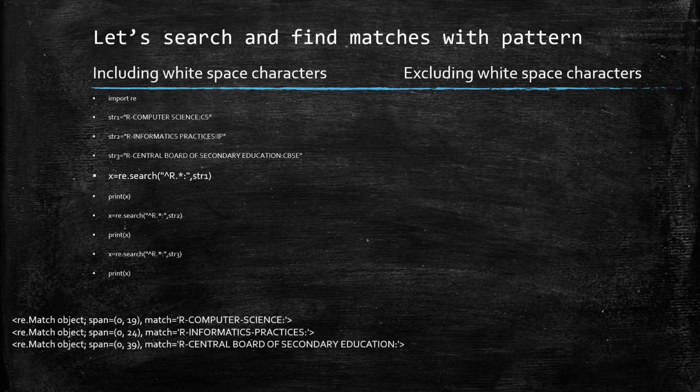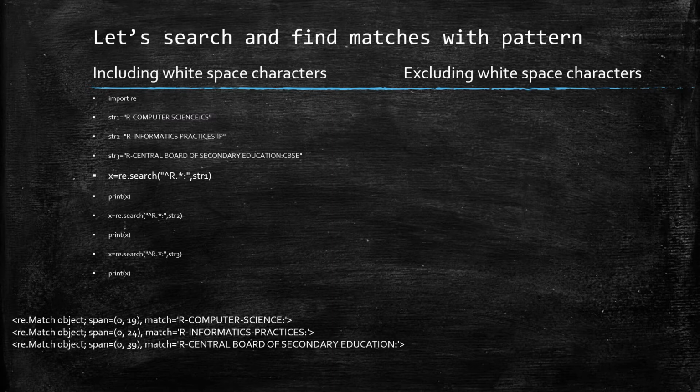As you can see, all the three, str1, str2 and str3, have a perfect match for this kind of pattern. R-dash computer science colon, that's the first match. R-dash informatic practices colon, second match, and r-dash Central Board of Secondary Education colon, third match. So it has found all the three matches, and it is saying the re.match object span is 0 to 19, 0 to 24 and 0 to 39. These are the positions where it has found a match.